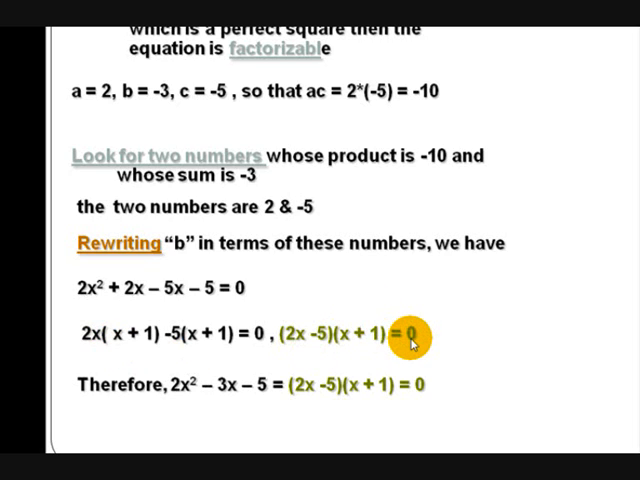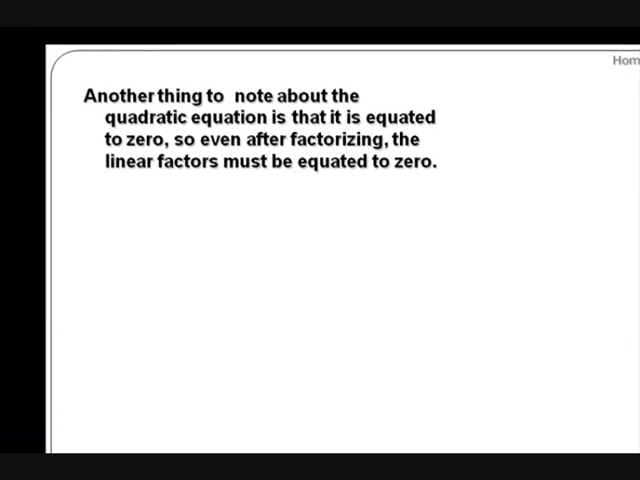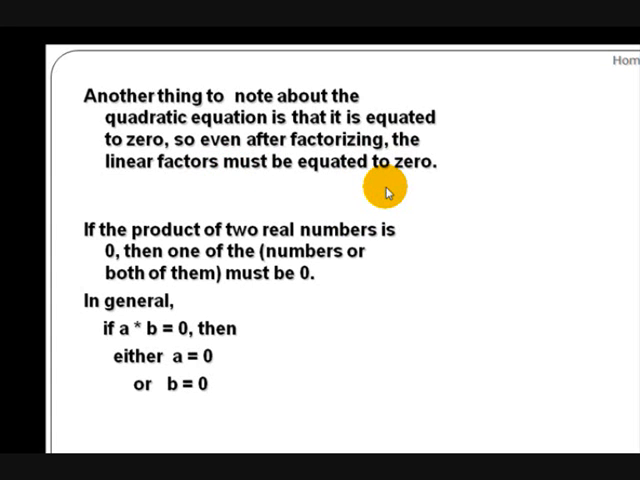Having obtained this expression, what you now need to do is to equate each term. Now, our quadratic equation has been re-expressed in terms of linear expressions, because here the highest power of the variable x is 1. You are dealing with linear expressions now, no longer quadratic equations at this point. Another thing to note about the quadratic equation is that it is equated to 0. So even after factorizing, the linear factors must be equated to 0.